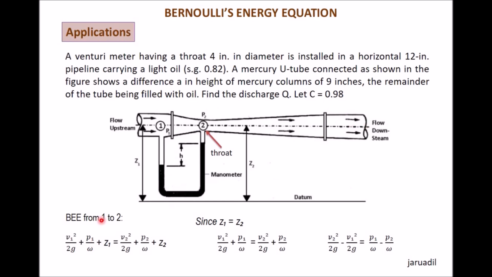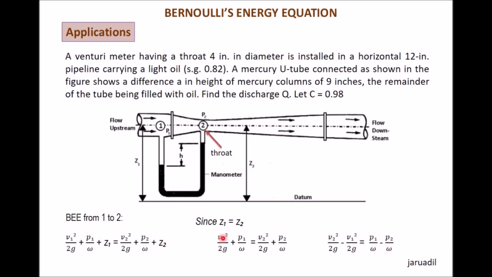Now let's solve using Bernoulli's energy equation from 1 to 2. That is velocity head plus pressure head plus the elevation head at 1, equal to velocity head plus pressure head plus elevation head at 2. Since the pipeline is horizontal, Z1, the elevation at point 1, is equal to the elevation at point 2, so these two cancel. What is left is this equation: the difference in velocity head is equal to the difference in the pressure head.